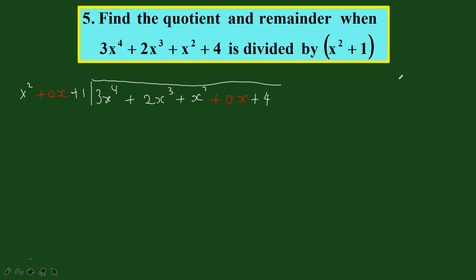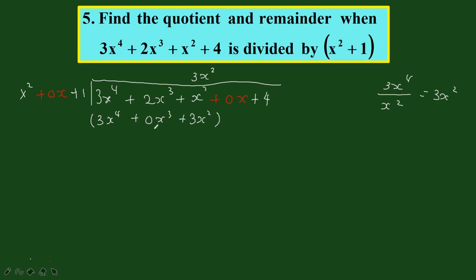So let's finish this up. So I will have 3x power of 4 divided by x squared, and I have 3x squared. Now I'm going to take this and put right on top of the x squared. So that will give me 3x squared here. And I'm going to take this 3x squared, multiply with that 1x squared. So I have 3x power of 4. And then 3x squared multiplied by 0, I have plus 0x cubed. And finally, 3x squared multiplied by 1, I have plus 3x squared.